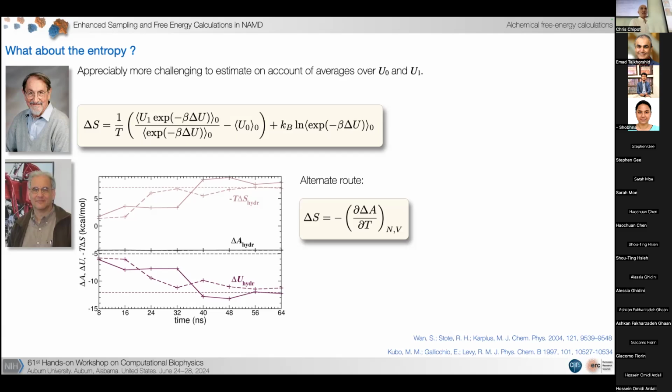If you're taking something that is too big, then you're no longer in this finite difference approximation. If you're taking something too small, then the difference in free energy between T plus delta T and T minus delta T is within the error bar of the simulation. So the choice is very critical, but it works.